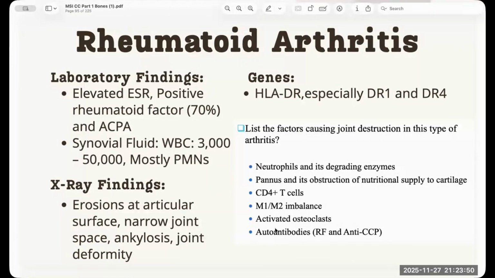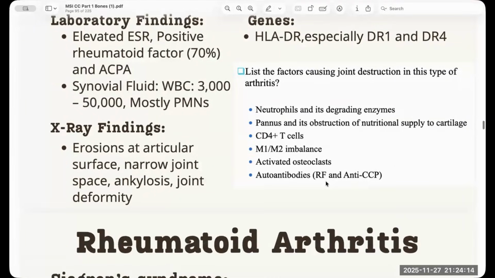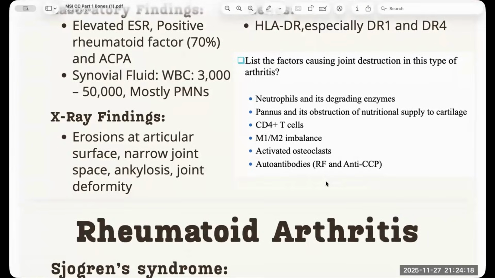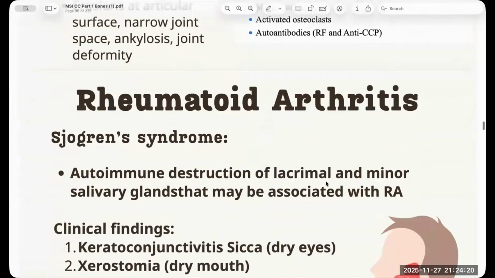And neutrophils and their enzymes, pannus formation again, the CD4 positive T cells. This is what I was referencing when I mentioned the body attack and so on, because of course the T cells come first and then the B cells and the antibody formation. M1 M2 imbalance, activated osteoclasts, and the antibodies that we mentioned, the RF, which is a rheumatoid factor, and the ACPA. Okay.